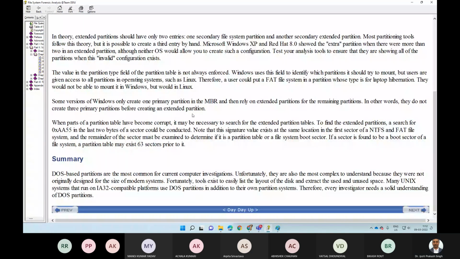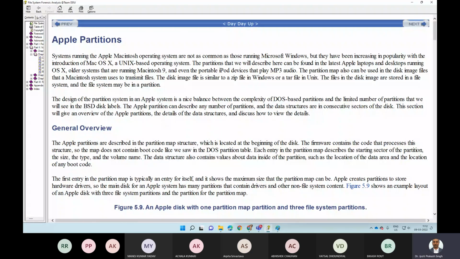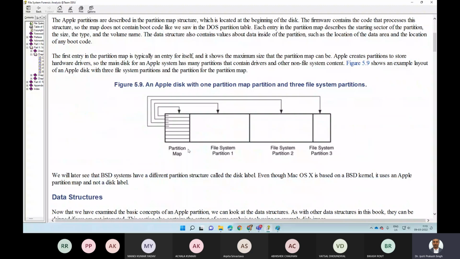Now next, let us go to the Apple partitions, because Apple machines are also becoming very popular, and they are very common now as personal computers. They are replacing Windows based personal computers, especially in the laptop segment. You know that Apple's systems have penetrated a lot in the recent past. So how does Apple maintain all these partitions?